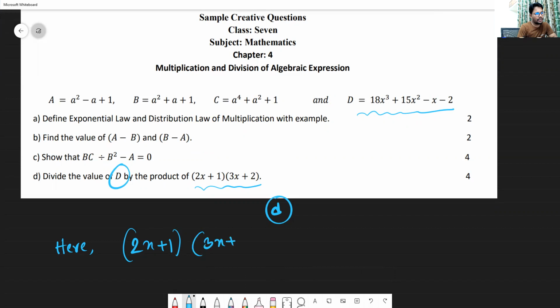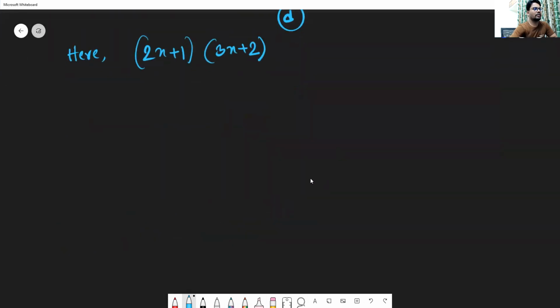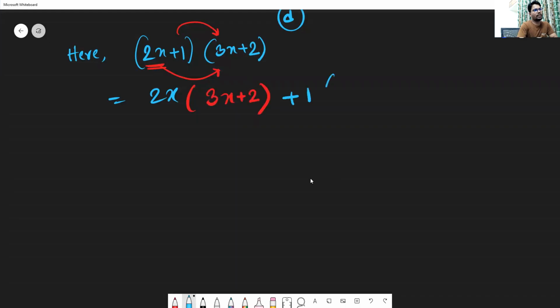This is 3x plus 2. Now do the multiplication according to the question. In multiplication, twice first, the symbol tricks. Here the first one you can choose, this is multiplied with the second factor, and then 1 multiplied with the second factor. So now twice x multiplied with 3x plus 2, then plus 1 multiplied with 3x plus 2.